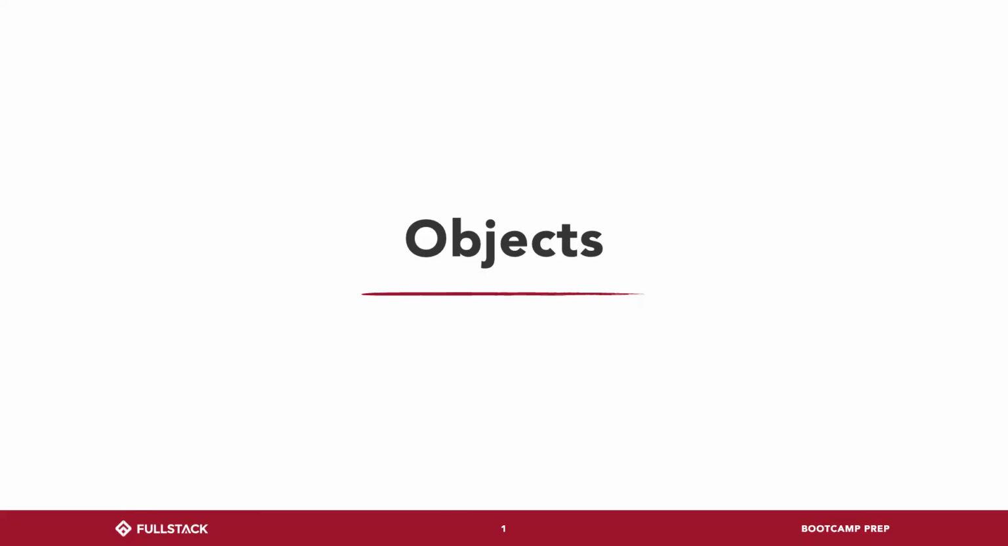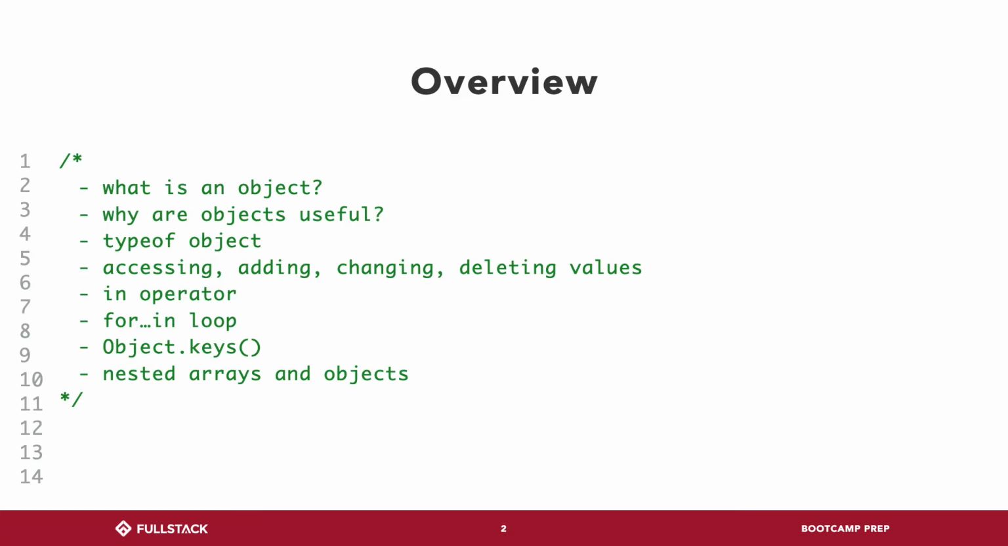How you guys feeling about objects? Key value pairs. Hashes. Hash tables. Dictionaries. Keys and values, values and keys. Objects. So in this lecture, we will talk about what an object is, why they're useful, and the typeof an object. I just showed you, it's just an object. We won't spend too much time on that. Then accessing, adding, changing. I forgot to show you deleting, but that's okay because it's super easy. The in operator, the for in loop, Object.keys, and nested arrays and objects. Okay?